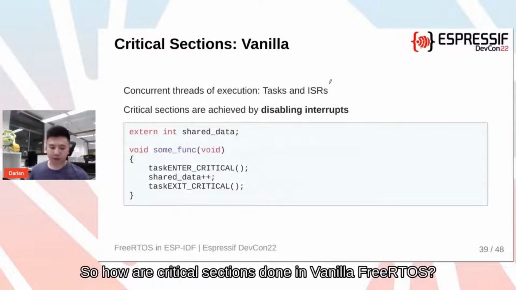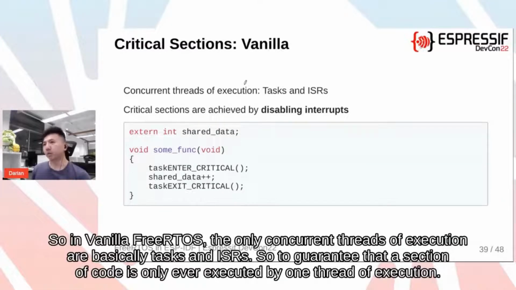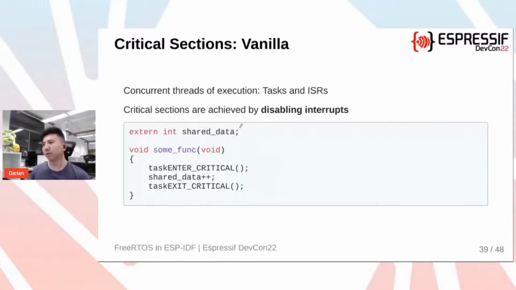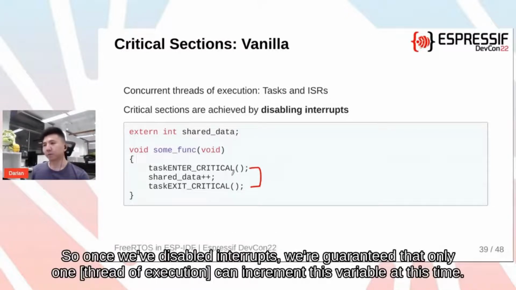So how are critical sections done in vanilla FreeRTOS? In vanilla FreeRTOS, the only concurrent threads of execution are basically tasks and ISRs. So to guarantee that a section of code is only ever executed by one thread of execution, all we need to do is basically disable interrupts, because when we disable the interrupts, ISRs can't occur, and we can't switch to another task while interrupts are disabled either. So once we disable interrupts, we're guaranteed that only one thing can increment this variable at this time.